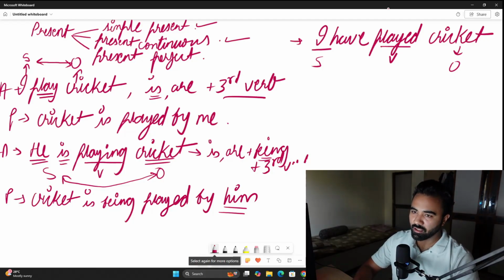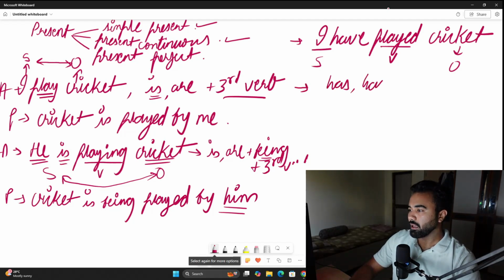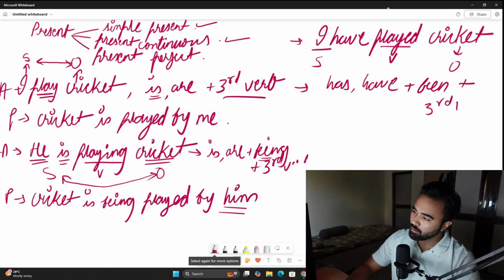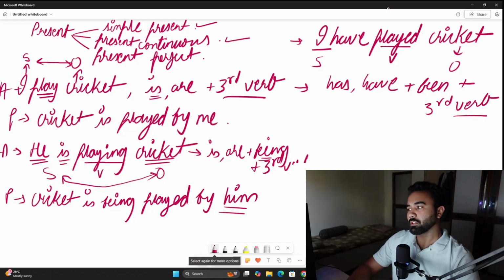Now what is the formula for a sentence in present perfect? The formula is has, have plus been plus third verb. Like I said, verbs are a very important part of your vocab. If you have a good amount of verbs in your vocabulary, it really helps. It will dramatically improve your spoken language, especially verbs and adjectives. If you have a good number of these verbs and adjectives in your vocab, you will have a good polished language.